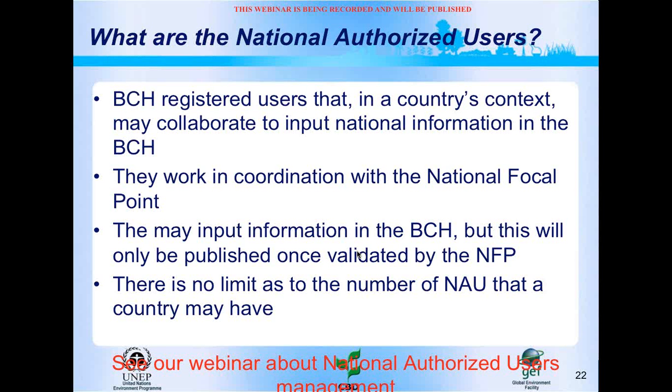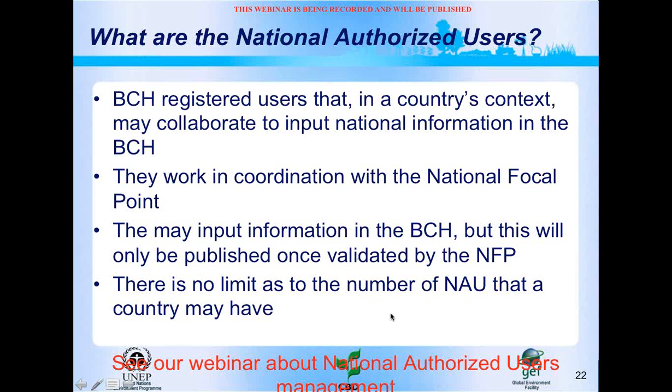They therefore have to work in coordination with the national focal point. A national authorized user cannot publish information directly. It has to go through the national focal point, and once it is validated, then it becomes public information. There is no limit as to the number of national authorized users a country may have. A country may have as many national authorized users as it deems necessary.